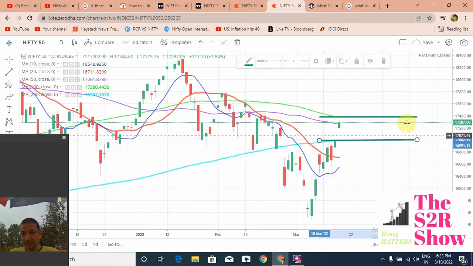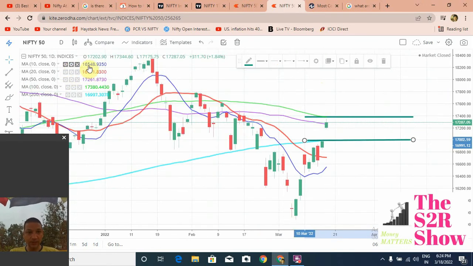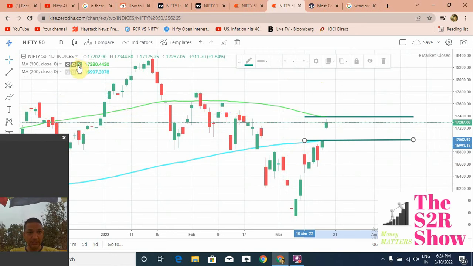17,387, around 17,400 you can say, is the target, and around 17,000 will be the first support. So this is how you use moving averages to draw the support and resistance. I hope this is clear. Now we'll remove all the indicators.